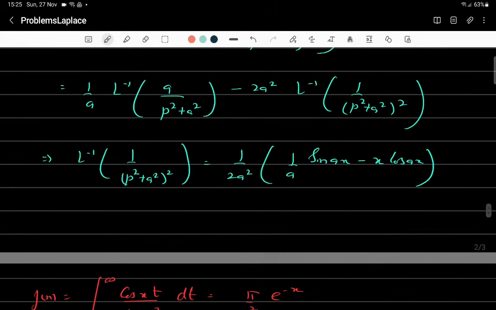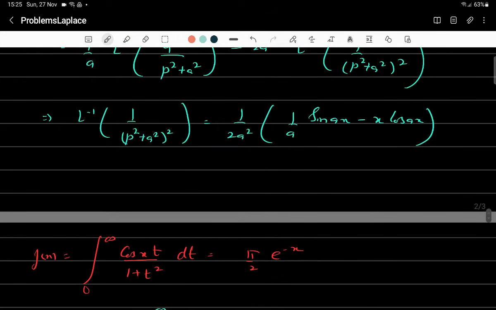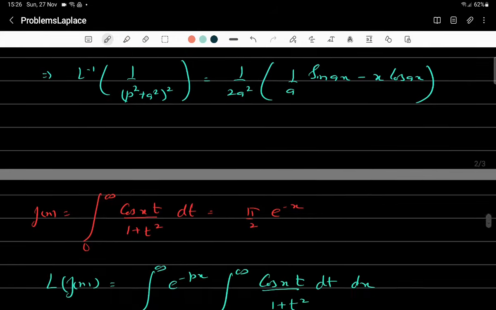Okay, the third question is very important. There can be many questions based on this approach. It says that I have to prove that the integral from 0 to infinity of cos xt by 1 plus t square dt is pi by 2 e raised to power minus x. So this is again a very interesting application of Laplace transform, which helps us to solve many difficult integrals. If you directly try it, you will be stuck, but using Laplace transform it turns out to be very easy.